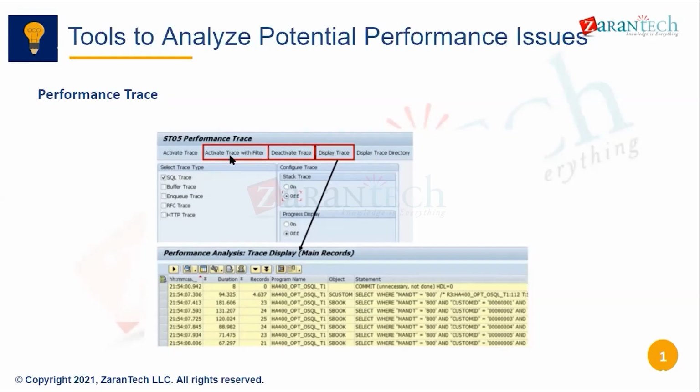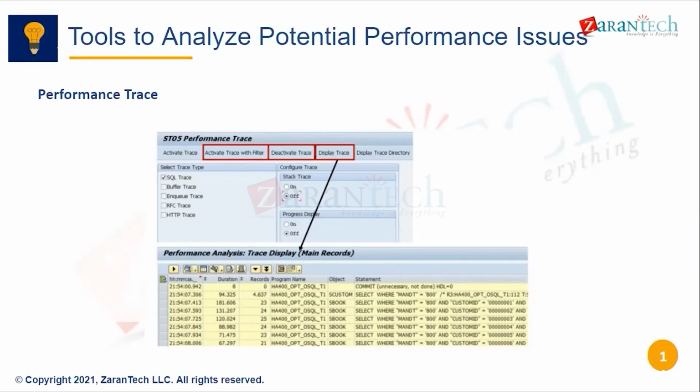Once you click on activate trace with filter, it will ask you to provide a username. The username is the one who actually runs the report for which we are trying to take a trace. Let's say Joseph is the person who is going to run the report we want to trace. Before Joseph runs the report, we enter Joseph's username by clicking activate trace with filter, provide the name inside the username field and say execute, right?